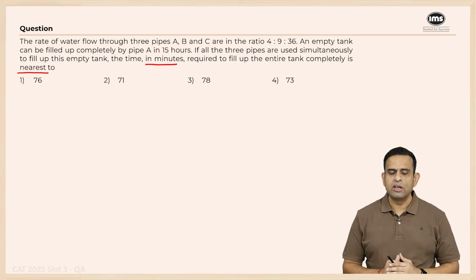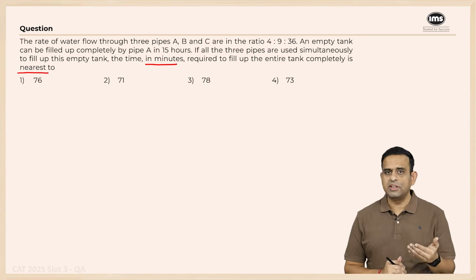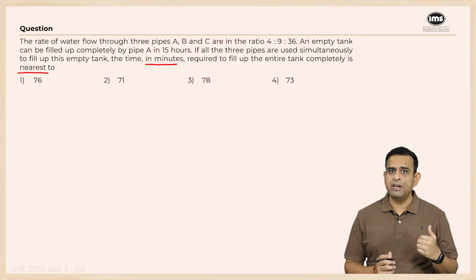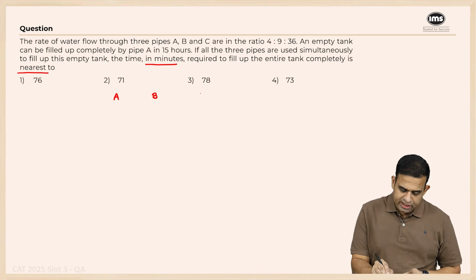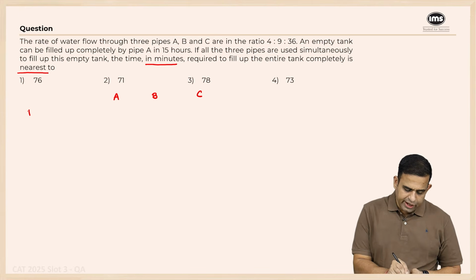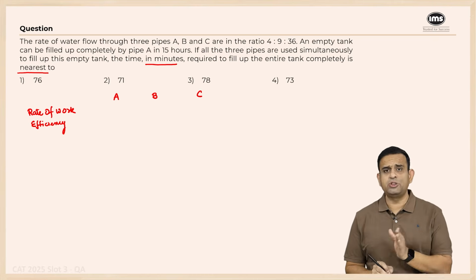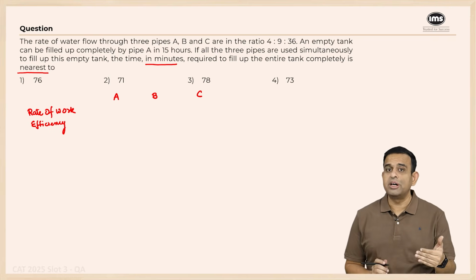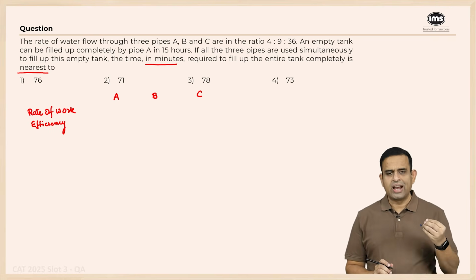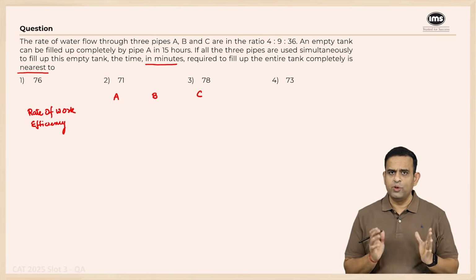So a sum on time and work and a very standard type of question. We have been given the ratio of the efficiency or rate of work done by the pipes A, B and C. If I look at the rate of work, or you can use the term efficiency, for pipes A, B, C, the ratio has been given to you as 4, 9 and 36. Now this could mean 4 liters per minute, 4 liters per hour, 9 liters per hour, 9 liters per minute, whatever you want to call it.